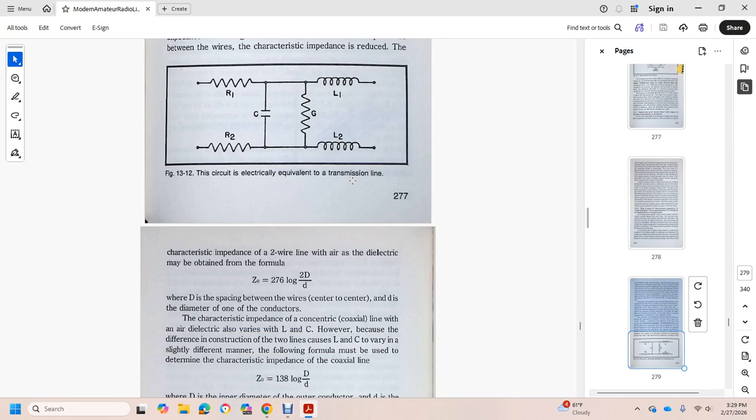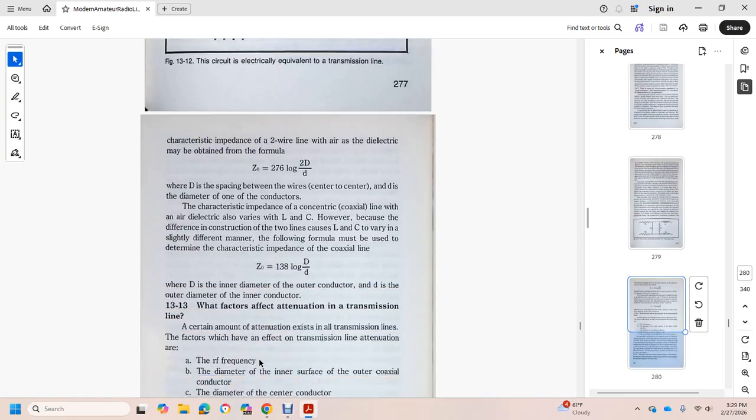The characteristic impedance of a concentric coaxial line with a dielectric varies because of the difference in construction of the two conductors. The capacitance and inductance vary in slightly different ways, so a different formula may be used to determine the characteristic impedance of the coaxial line. The impedance is equal to 138 times the log of D over d, where D is the inner diameter of the outer conductor and d is the outer diameter of the inner conductor.